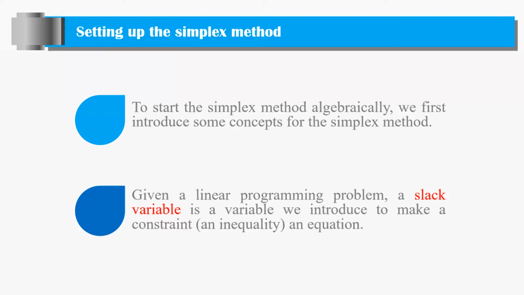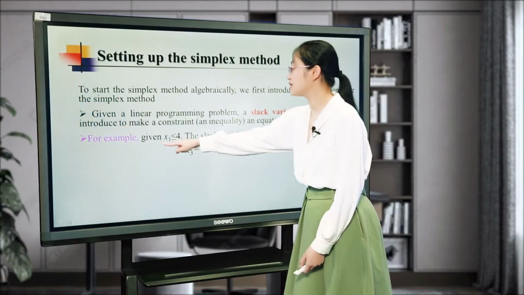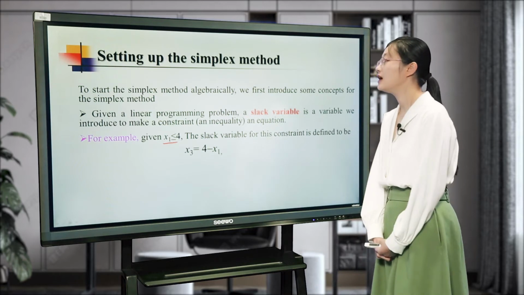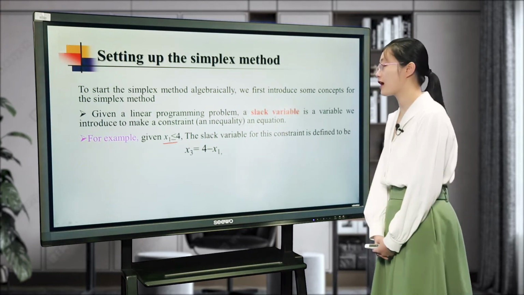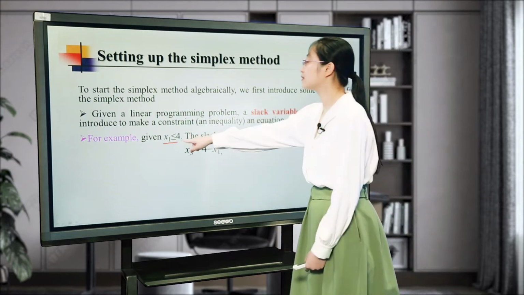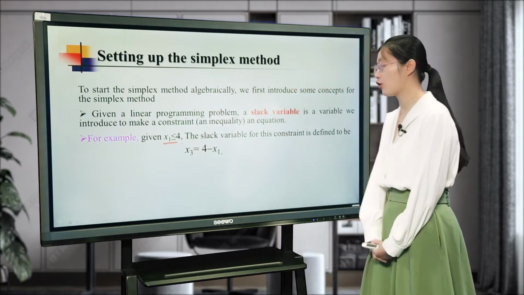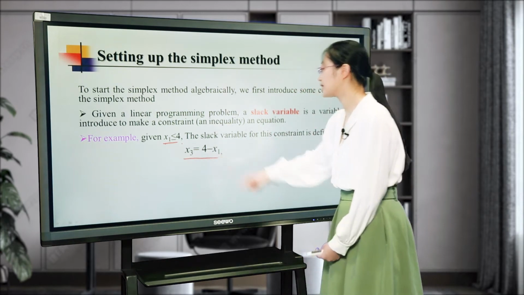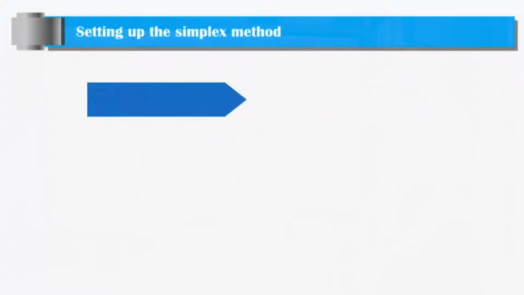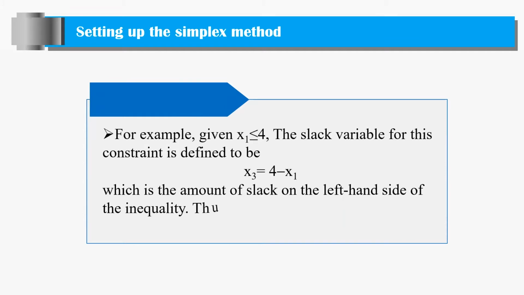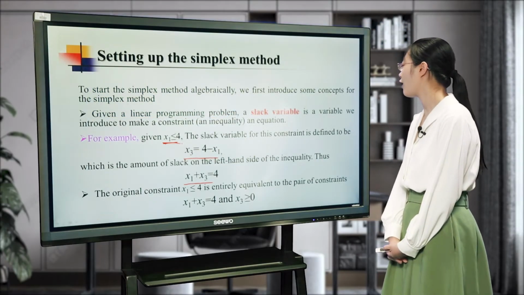inequality, to an equation. For example, if we have the constraint that x1 is less than or equal to 4, then we can define the slack variable to be the difference between the right-hand side and left-hand side of the inequality. That is, we set x3 equals 4 minus x1. By doing this, x3 is actually the gap or the slack between the left-hand side and the right-hand side. So moving the variables around will obtain x1 plus x3 equals 4, and our original inequality constraint, x1 less than or equal to 4, becomes a pair of constraints.